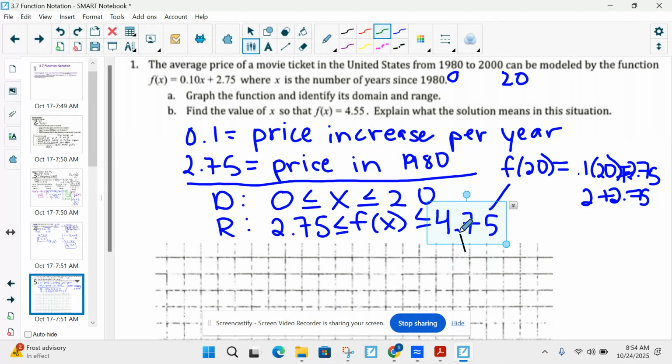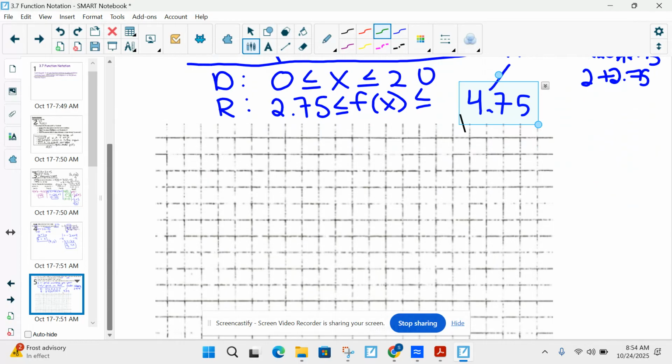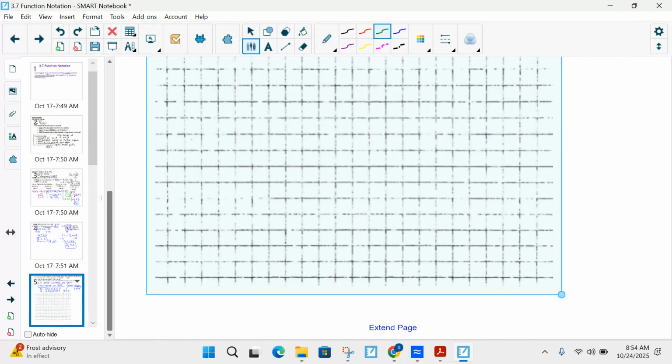4.75. Okay, now that we have our domain and range, we are going to flip over to the graph part. And we're going to graph it. In order to graph it, I need to extend the page. We need to figure out an appropriate x and y axis. So our x-axis needs to go from 0 to 20. How about we go in increments of 2 years, so 10 tick marks on the x-axis. Is that okay with you?